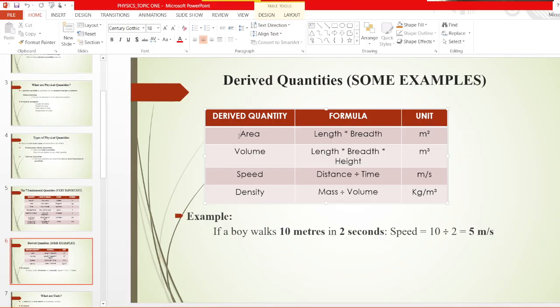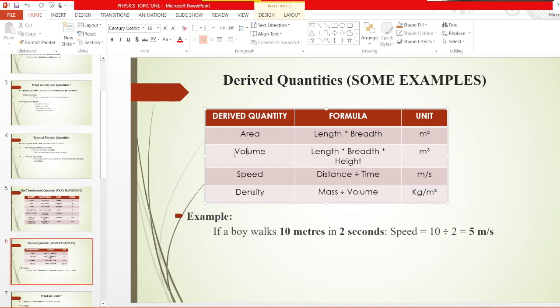Area is a derived quantity. Let's look at it. Length and breadth are fundamental quantities, just like the definition that every derived quantity is made up of two or more, and meaning length is represented in meters, breadth is represented in meters, and meter times meter will give us meter squared. That's why it's a derived quantity.